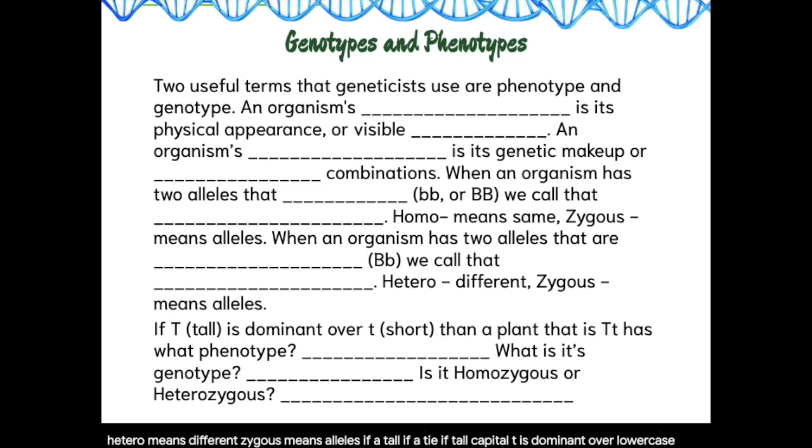That's right, that would be a tall phenotype. What would be its genotype? Yes, the genotype would be big T, little t. And then is it homozygous or heterozygous? You've got it. So that's heterozygous because it has one allele of each.